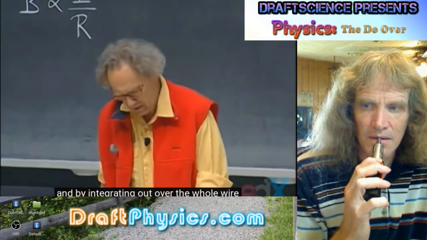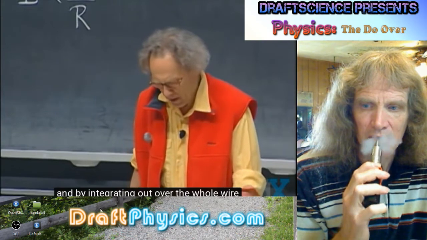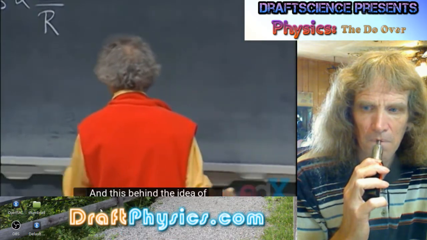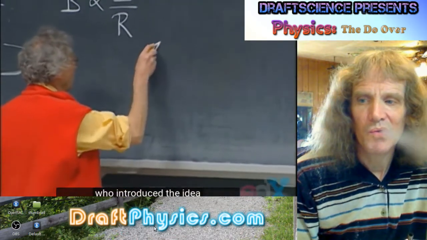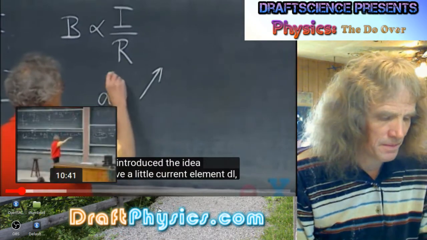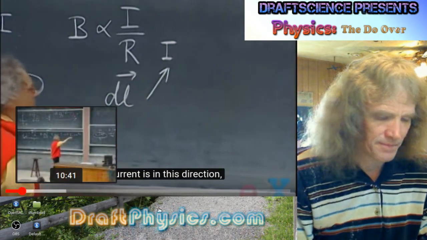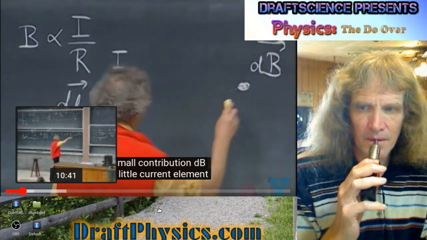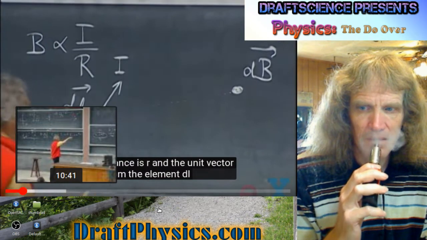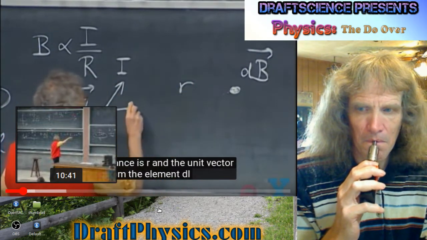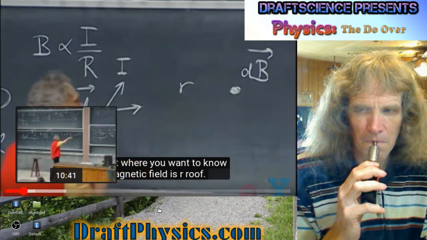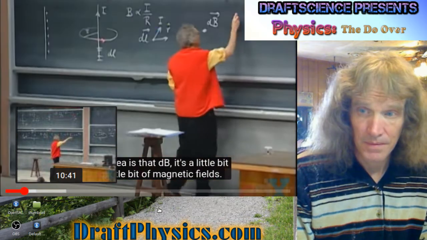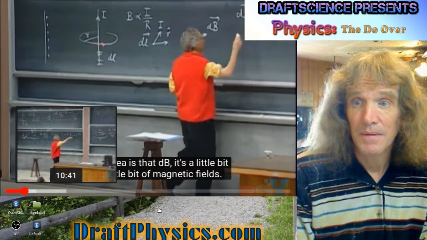And by integrating over the whole wire, you then get the 1 over r field. And this is behind the idea of the formalism by Biot and Savart, who introduced the idea that if you have a little current element, dl, and the current is in this direction, and you want to know what the magnetic field is, it's a small contribution dB to that little current element, and the distance is r, and the unit vector from the element dl to the point where you want to know the magnetic field is r hat, then the idea is that dB is a little bit of magnetic field.